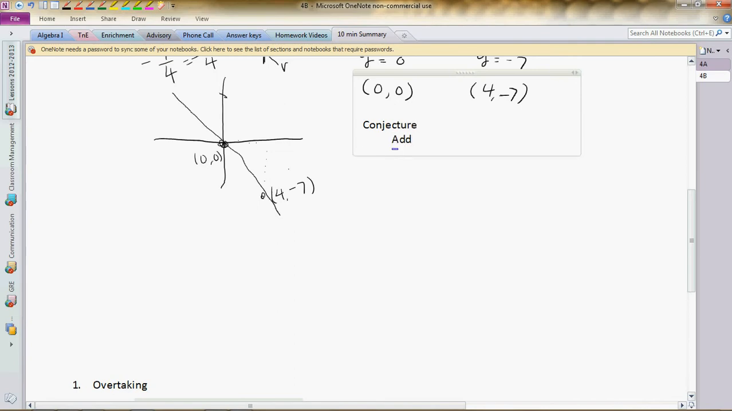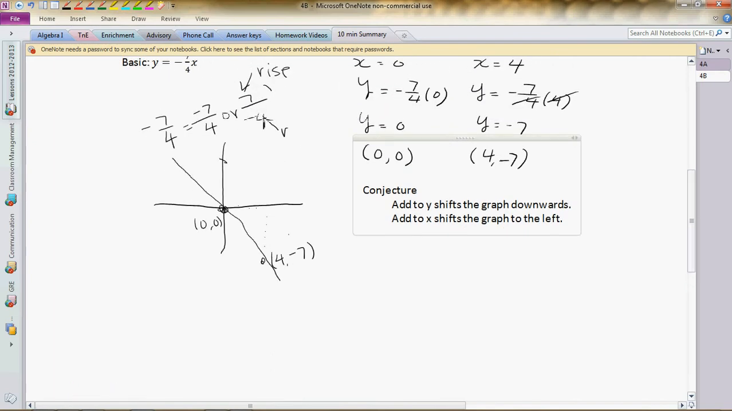Add some number to y shifts the graph downward, and add some number to x, the x coordinates, shifts the graph to the left. If you subtract, the opposite happens. So if you subtract from y, then the graph will go up, and if you subtract from x, the graph will go to the right.